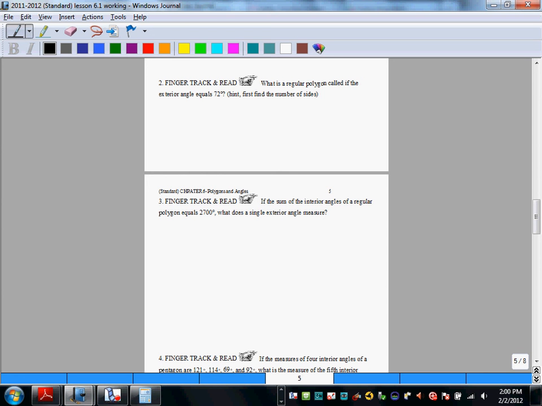Kyle, by request, you said page 4, bottom? Yeah, number 2. Number 2? Can do. Equals this one. All right.